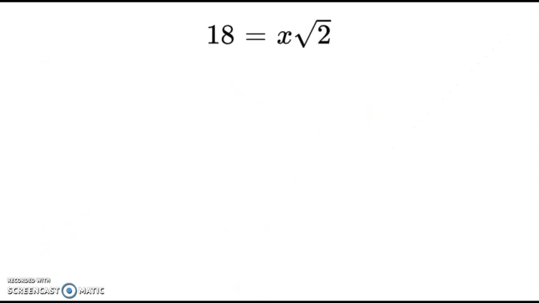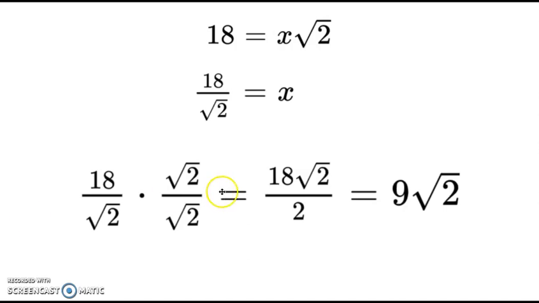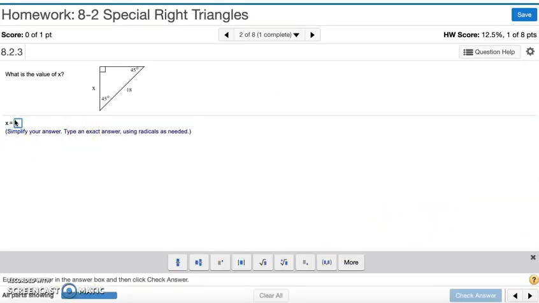So we divide both sides by radical 2. Now we have to rationalize that. So multiply top and bottom by radical 2. You get 18 radical 2 over 2. Radical 2 times radical 2 is 2. Then you divide 18 by 2 and we get 9. So 9 radical 2 is the answer. So let's type it in. So let's type in 9 radical 2.